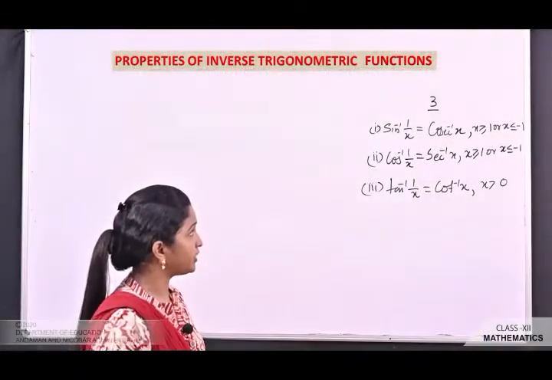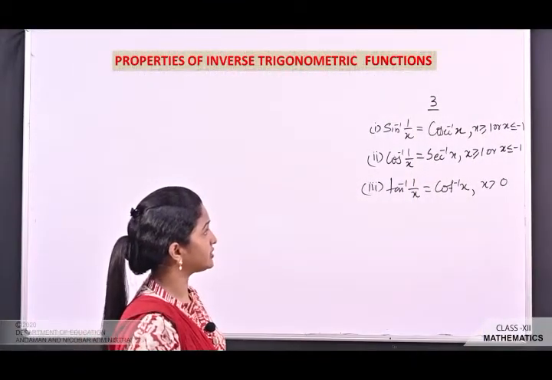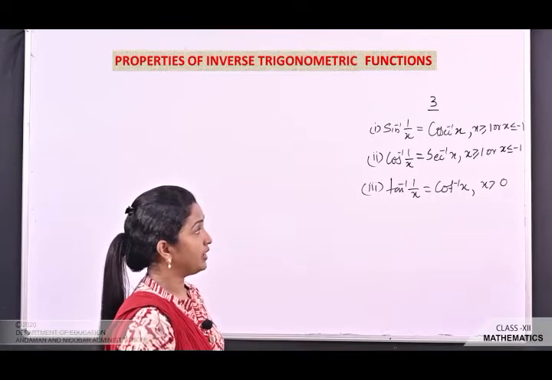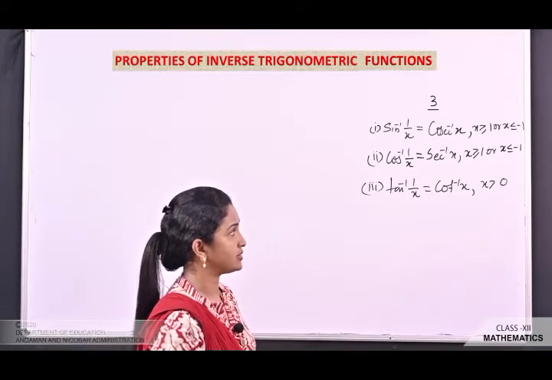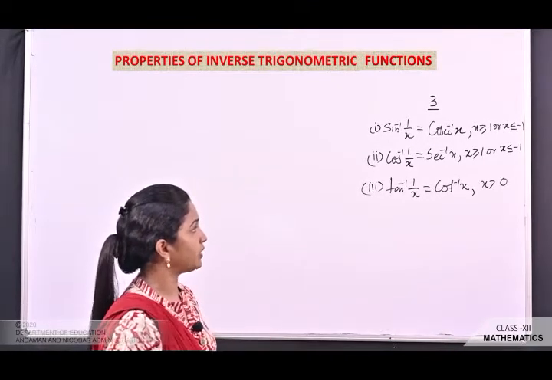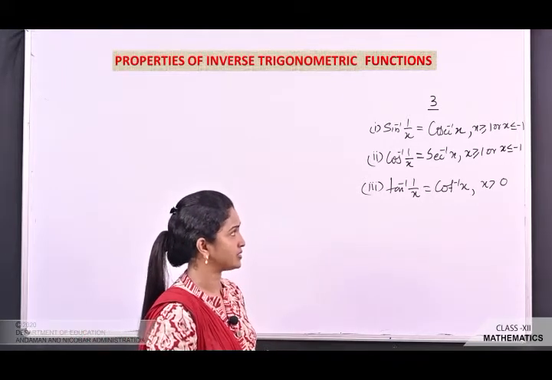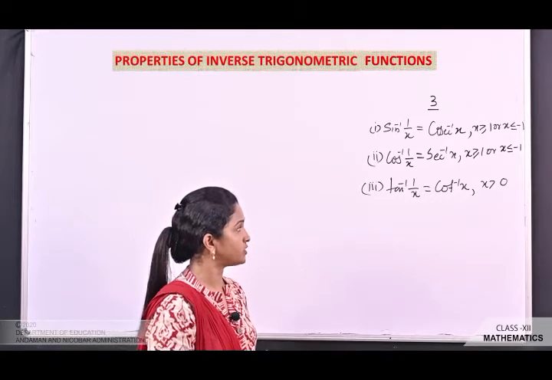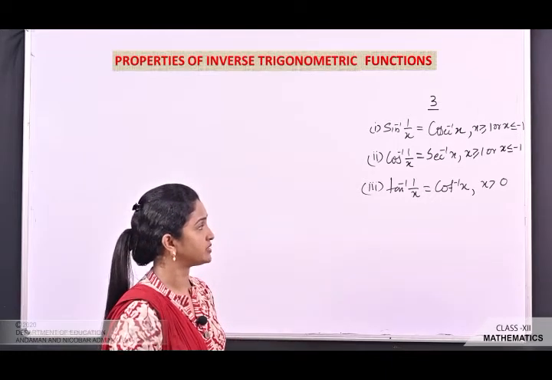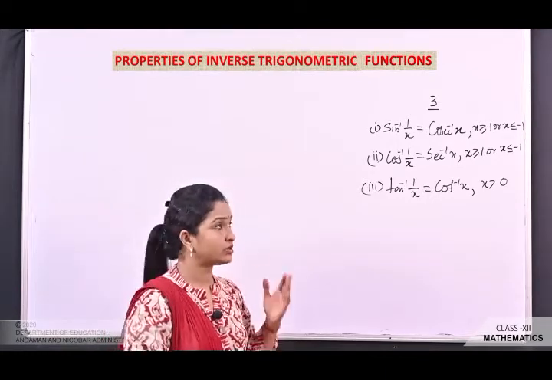Now let's see property number 3. Sin inverse 1 by x is equal to cosec inverse x, x greater than equal to 1 or x less than equal to -1. Cos inverse 1 by x is equal to sec inverse x, x greater than equal to 1 or x less than equal to -1. Tan inverse 1 by x is equal to cot inverse x, x greater than 0. This is the third property.